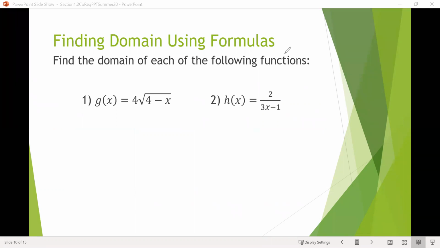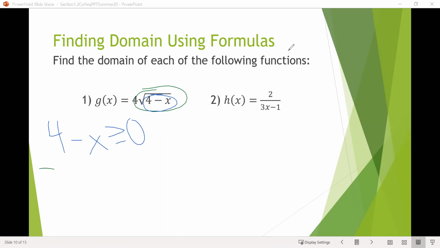And notice here on this first one, we have 4 times the square root of 4 minus x. So we see a root here, which, if you recall from our prereq material, when we see that, we want to focus underneath the root. So this 4 minus x. And what do we remember about that? Right, it cannot be less than 0. It can be 0 or it can be anything bigger. So how do we deal with that? Well, we set up an inequality. So we'll do 4 minus x greater than or equal to 0.